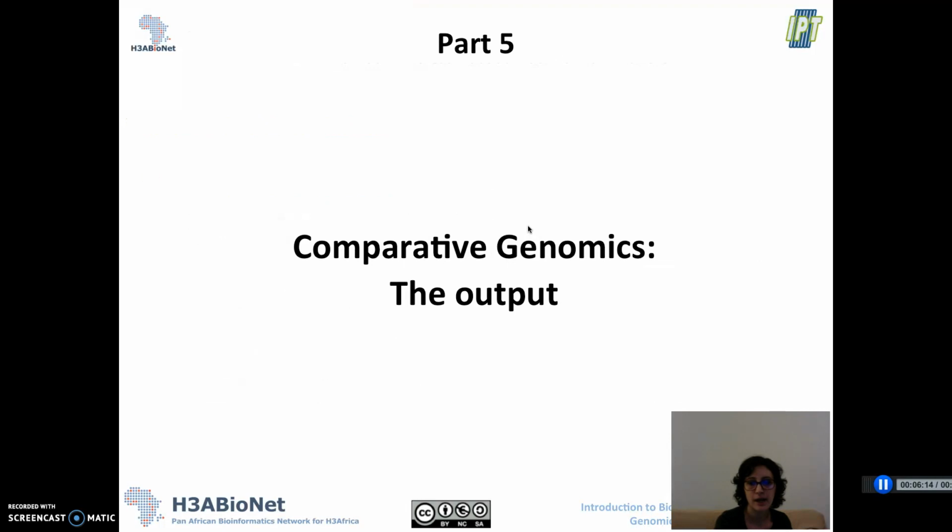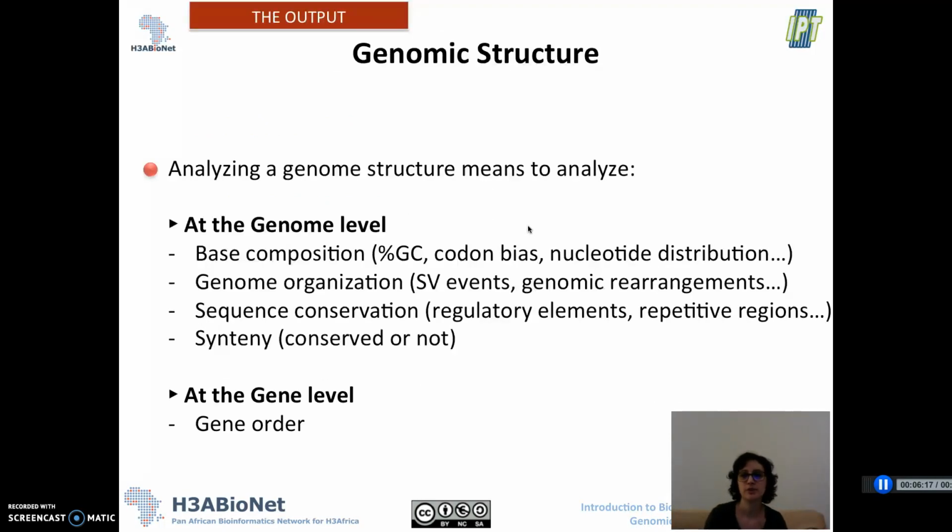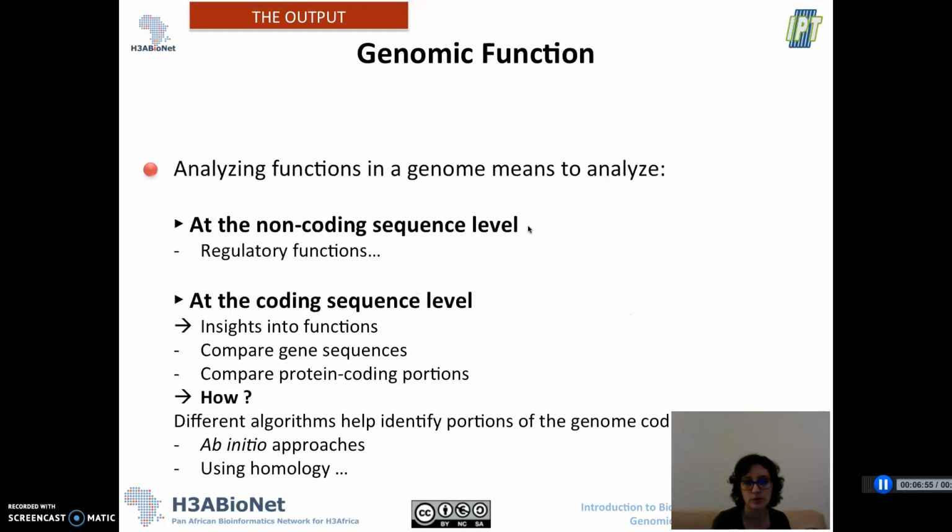So let's talk now about the output. The output of comparative genomics, if you remember well, I was talking since the beginning about structure, evolution, and function. The output in terms of structure would be at the genome level, for example, in terms of base composition, like the percentage of GC. You would be able to know if you have a codon bias or a different nucleotide distribution. In terms of big genomic events, like structural variant events and big rearrangements, you would be able to see sequence conservation and synteny. And for the genes, for example, it could be the gene order.